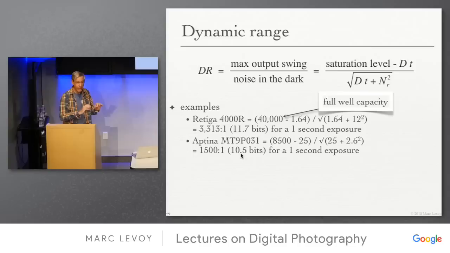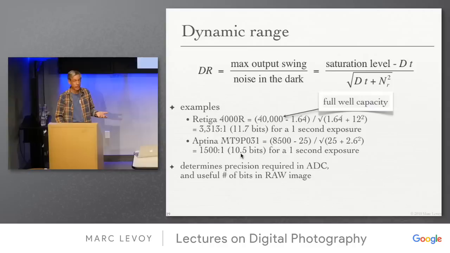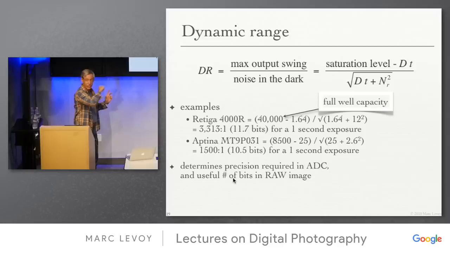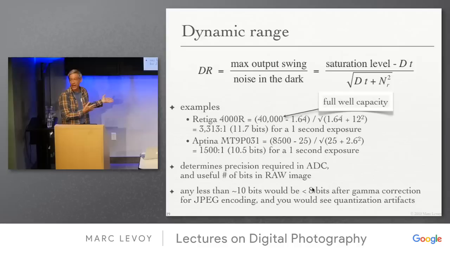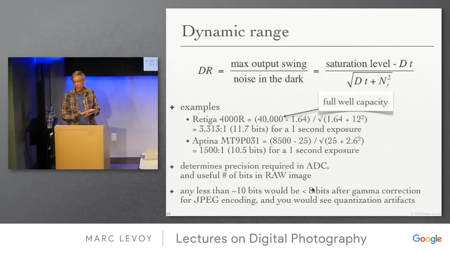So what does this dynamic range imply? Well, it means that it's the precision that's required in the analog-to-digital converter, and therefore the useful number of bits you'll get out in the raw image. And as I explained when I drew the curve from raw to JPEG, which is that gamma curve, you really need at least 10 bits if you expect to get 8 bits after this gamma correction without contouring artifacts. And indeed, cell phones do have at least 10 bits. The Nexus 6P has more than 10 bits of useful dynamic range. And we take advantage of that by returning a raw image.